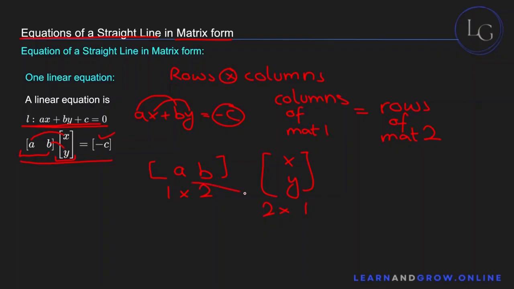As you can see, the number of columns of matrix 1 is equal to the number of rows of matrix 2, so they can indeed be multiplied. And now again, you must remember that the remaining 2 numbers will give you the order of the resultant matrix, and that must be 1 cross 1, right? And that is indeed 1 cross 1 over here. So A into X, AX, plus B into Y, BY, is equal to minus C. And that is indeed what we have accomplished.